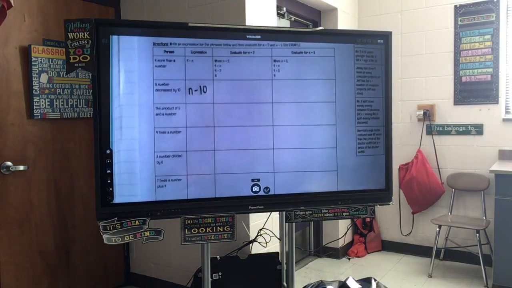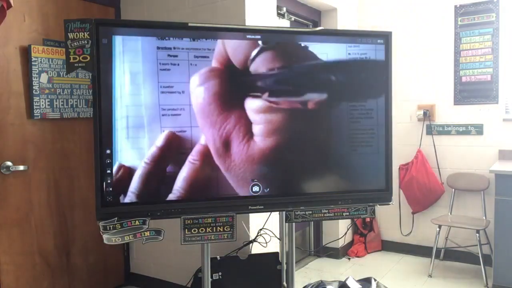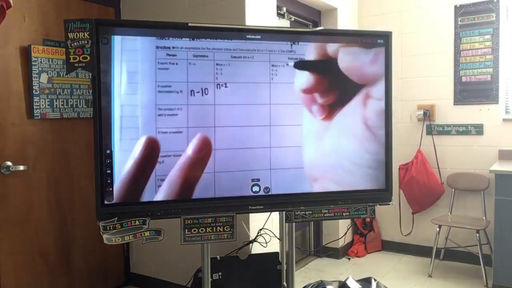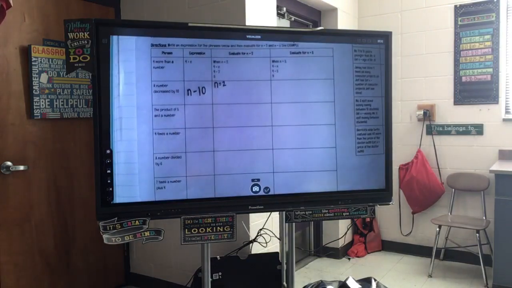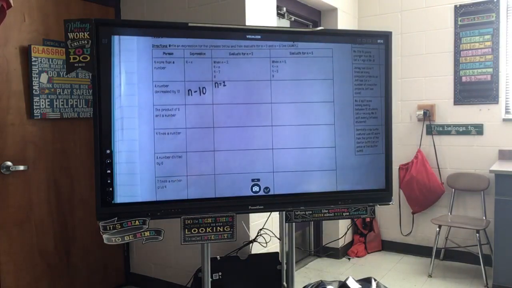All right, and then, so n equals 2 here, right? So what do we do now in our expression if we know what n equals? What do we have to do? If I know what n equals, what do I have to do?